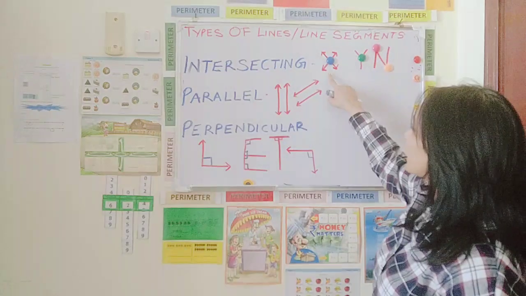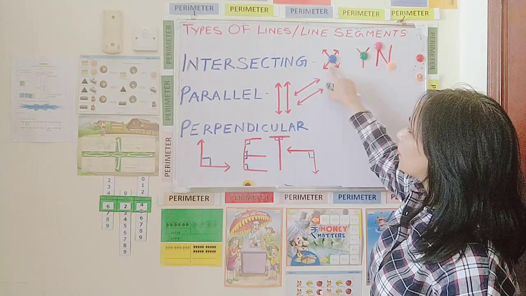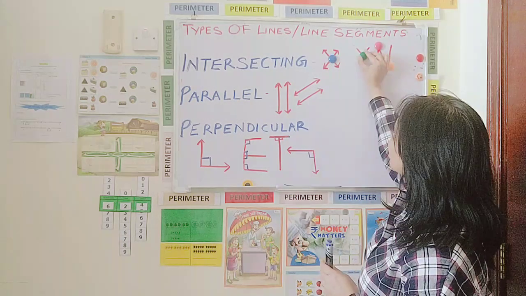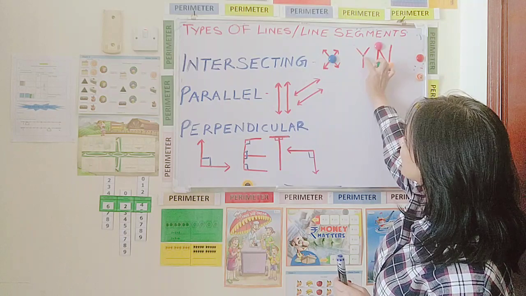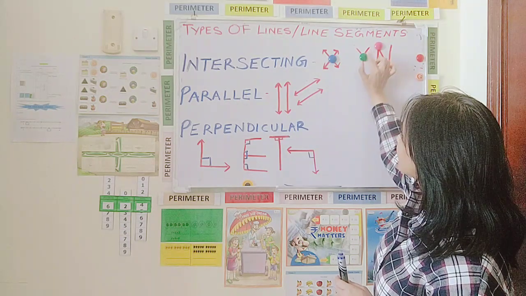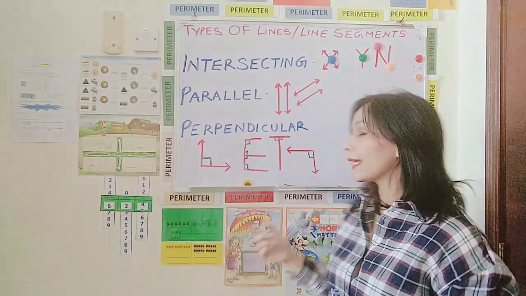Now if you see the example here, these are two lines and they are meeting at a point. Similarly, this is letter Y, the English alphabet Y. If you see here, these lines are meeting at this point, which I have marked with the magnet. So they are meeting at a point, so they are called intersecting lines.